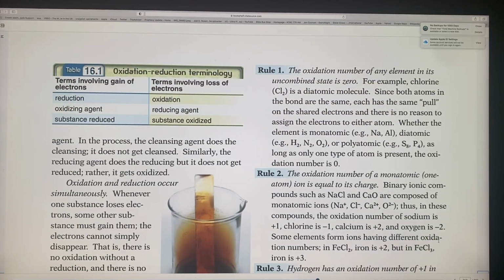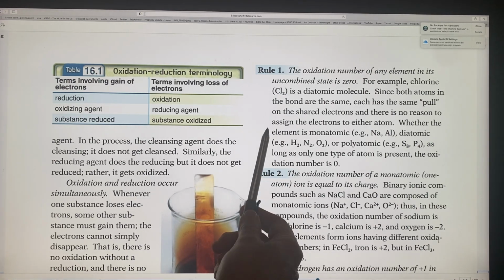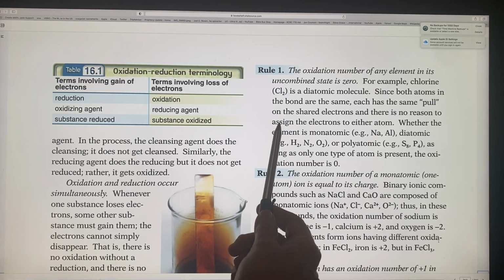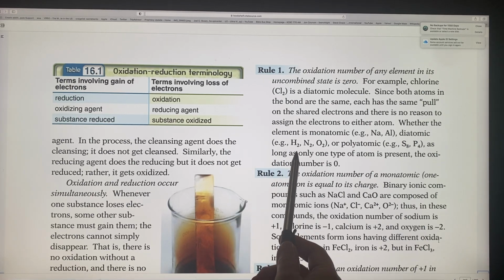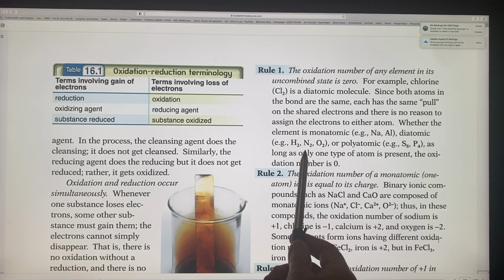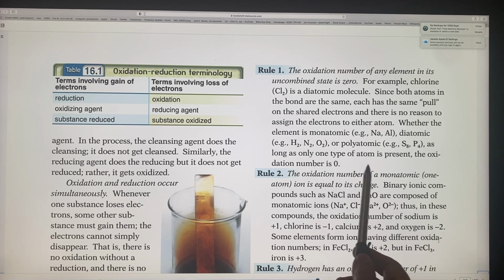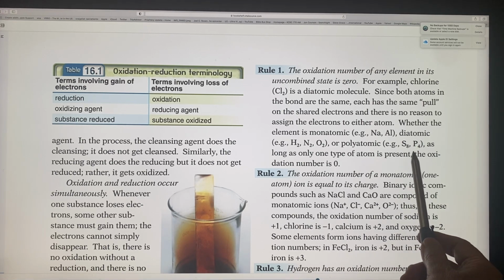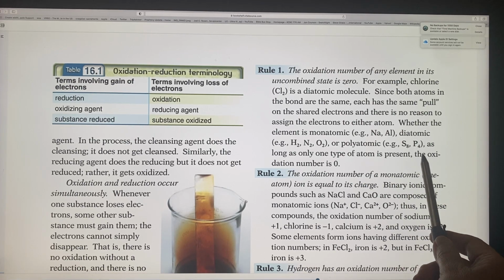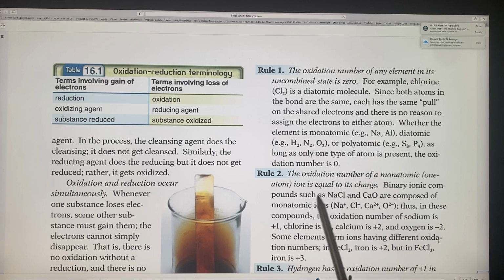So rule number 1 is the oxidation number of an element in its uncombined state is simply 0. So if we have anything like a diatomic molecule of chlorine, or hydrogen or nitrogen or oxygen, these are all going to be 0. Or S8, these are polyatomic, many atoms put together, of sulfur or phosphorus. Again, this number is going to be 0.